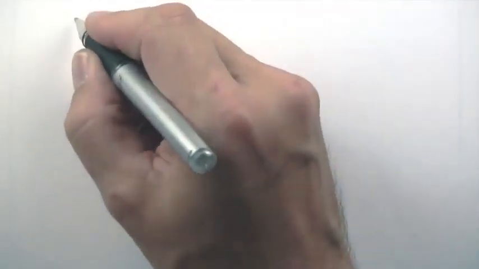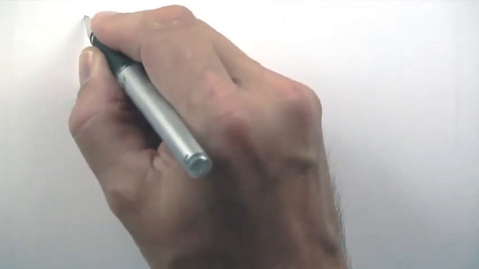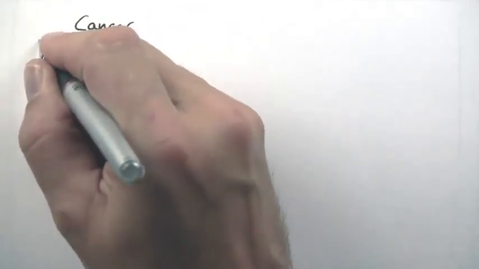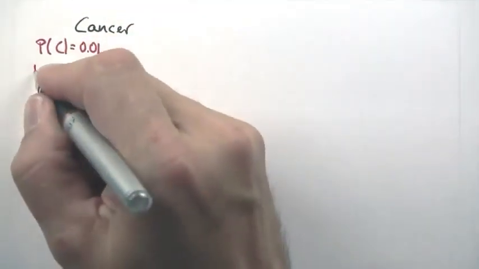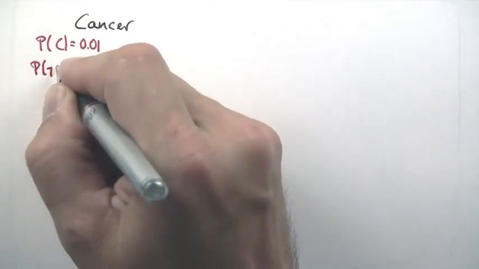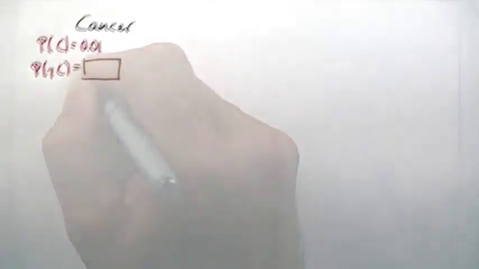The next example is a cancer example. Suppose there's a specific type of cancer which exists for 1% of the population. I'm going to write this as follows. You can probably tell me now what the probability of not having this cancer is.